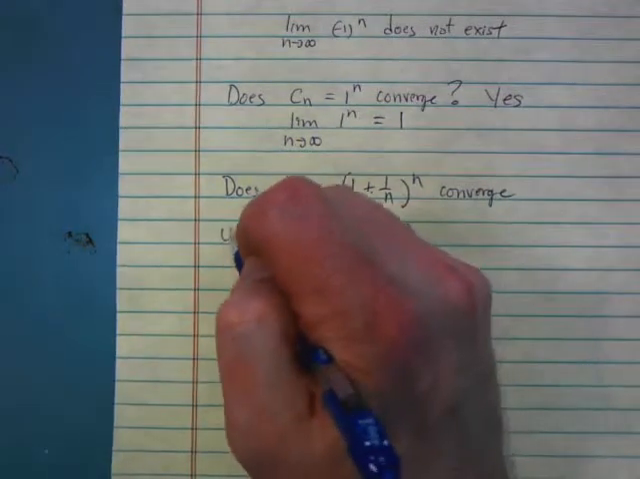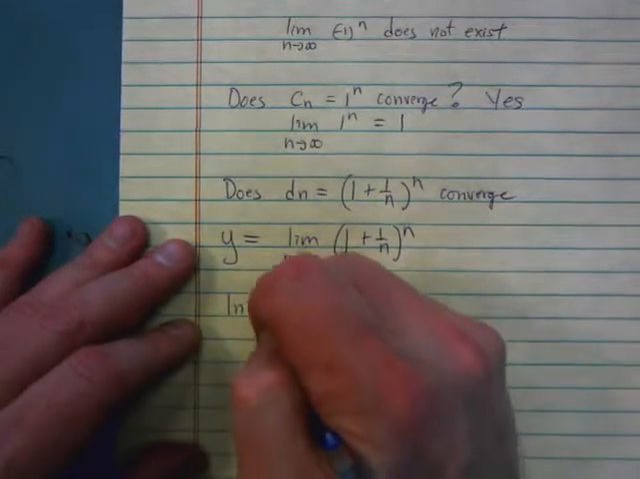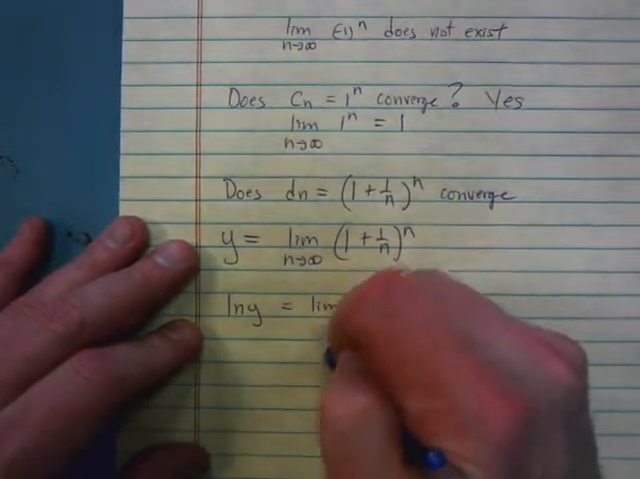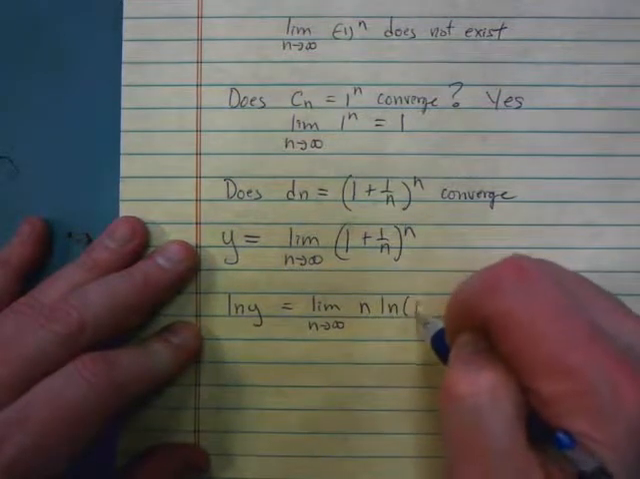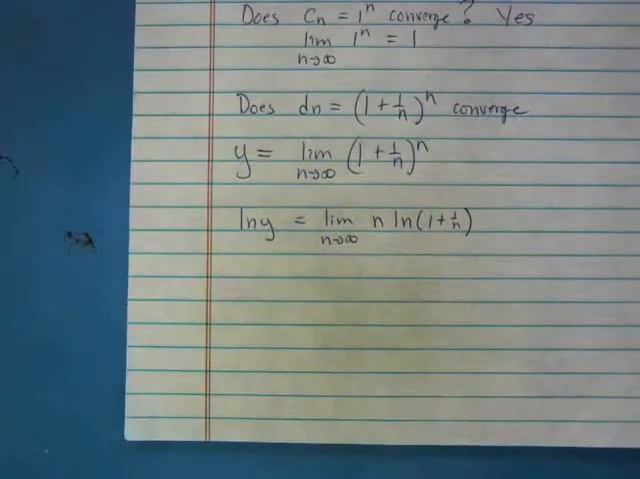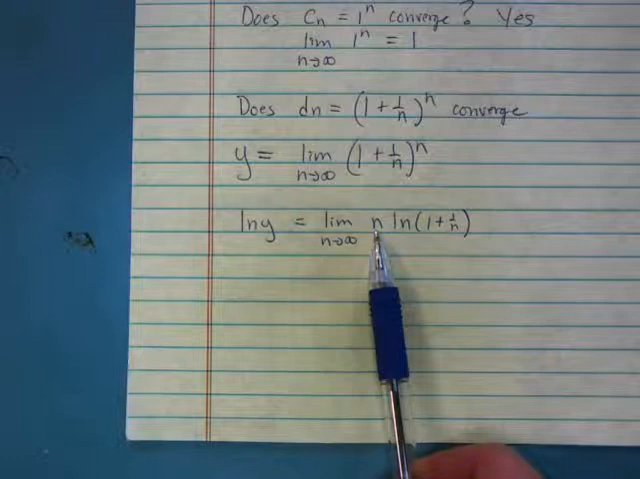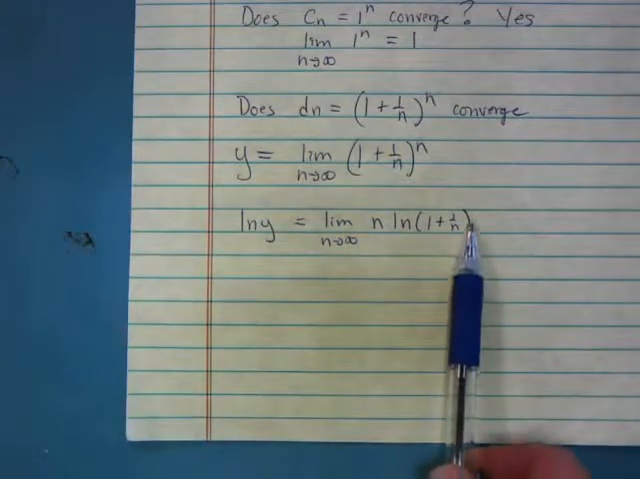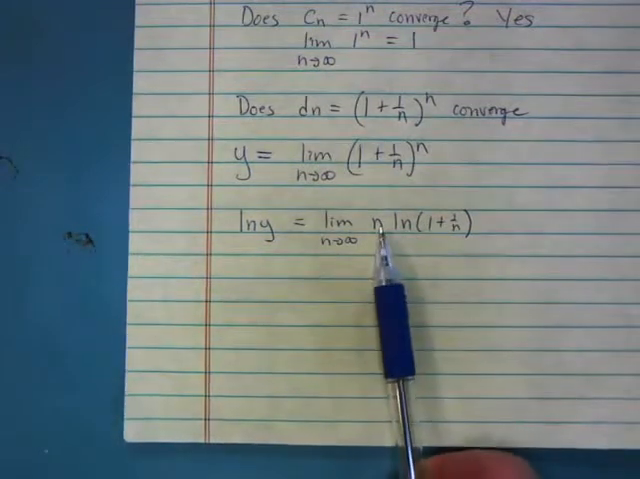We called them y. And then we did ln. And why did we do ln? Brought the power down. So ln y is the limit as n goes to infinity of n ln(1 plus 1 over n). Then we noticed we were in the form infinity times 0, because this one's getting really close to ln 1. ln 1 is 0. So we were in the form infinity times 0.